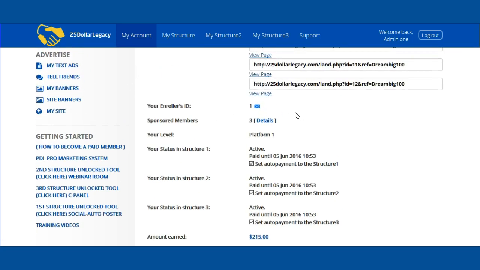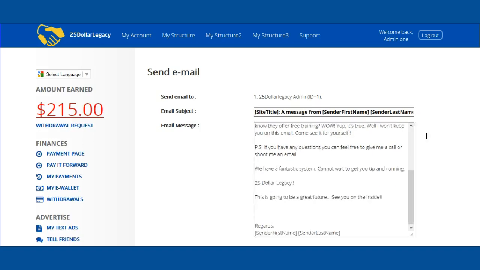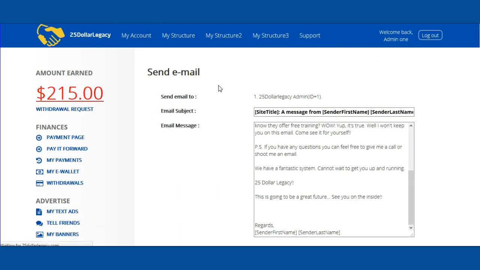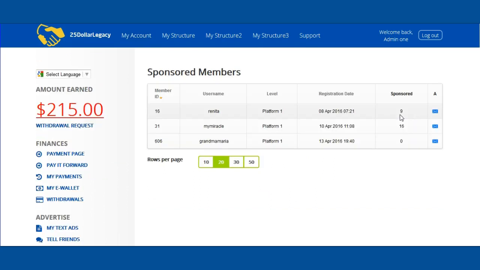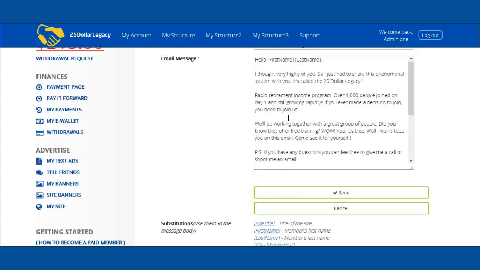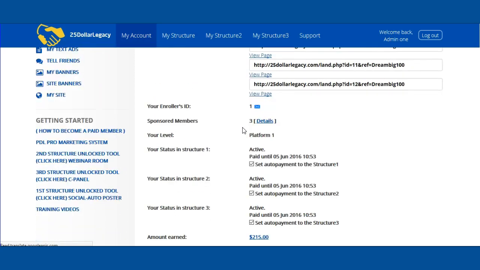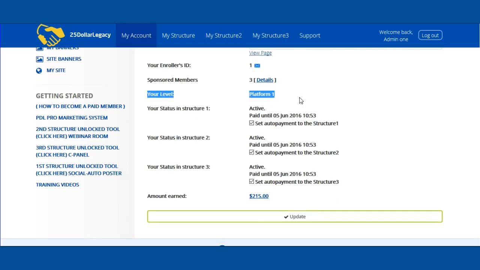You can now contact your sponsor by clicking on this blue envelope. It's going to take you here, and now you can send a message to your sponsor. Previously, this was not allowed, but now we are going to allow that to happen, as well as with your sponsored members. If you click on detail and you want to send a message to Renita, you click on the envelope, and now you can send a message to Renita as well. So these are people that are in your structure, whether they're free or paid. You can send a message to your sponsor, or to your entire team, free or paid. Your platform level here is platform one.